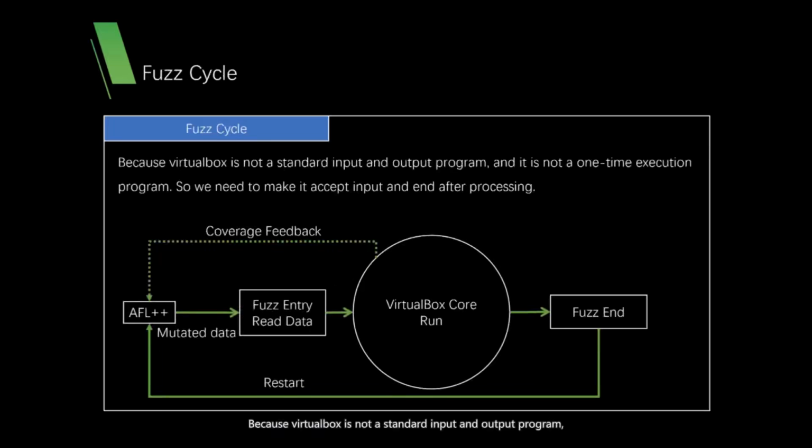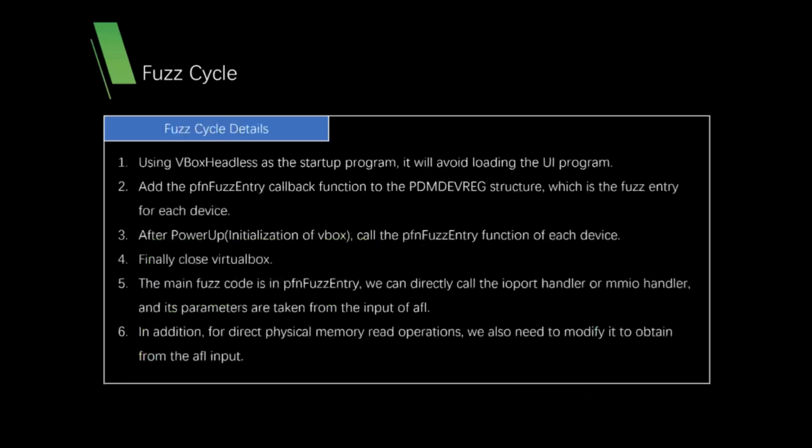Because VirtualBox is not a standard input and output program, and it isn't a one-time execution program, we need to make it accept input and end after processing. Therefore, I designed a VirtualBox fuzz cycle. First, use VBoxHeadless and the startup program, which will avoid loading the UI program.